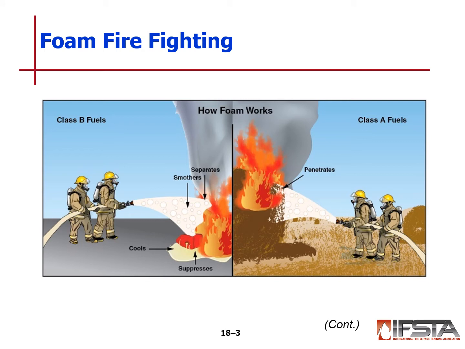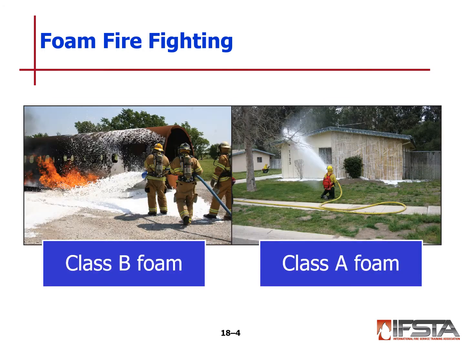So with our Class B fuels, the foam separates, it smothers, and it does have a cooling effect as it suppresses. With our Class A foams, we're interested in that penetration, the use of it as a wetting agent, and then it will penetrate into the wood or Type A materials faster. So we have two types of foams primarily that we're using, Class B and Class A foams, which are used in two totally different applications.